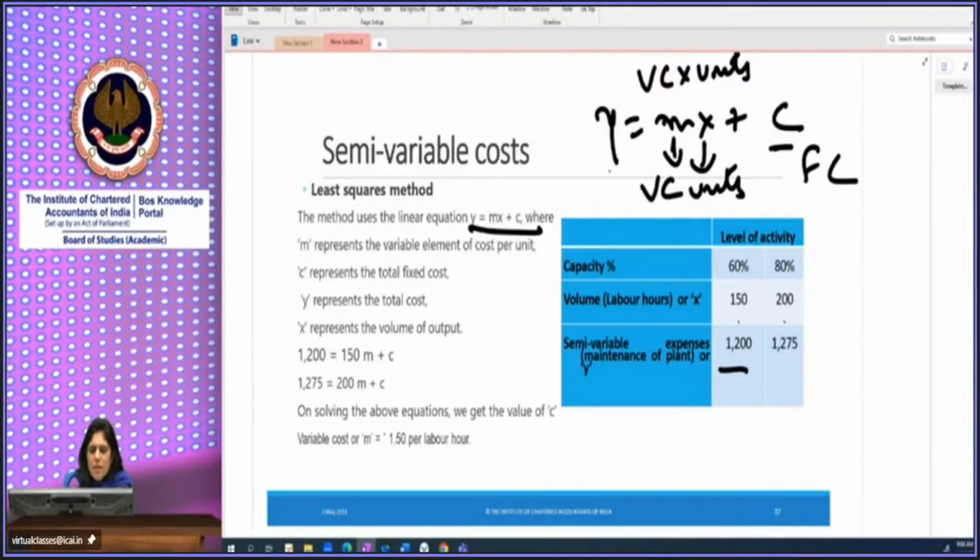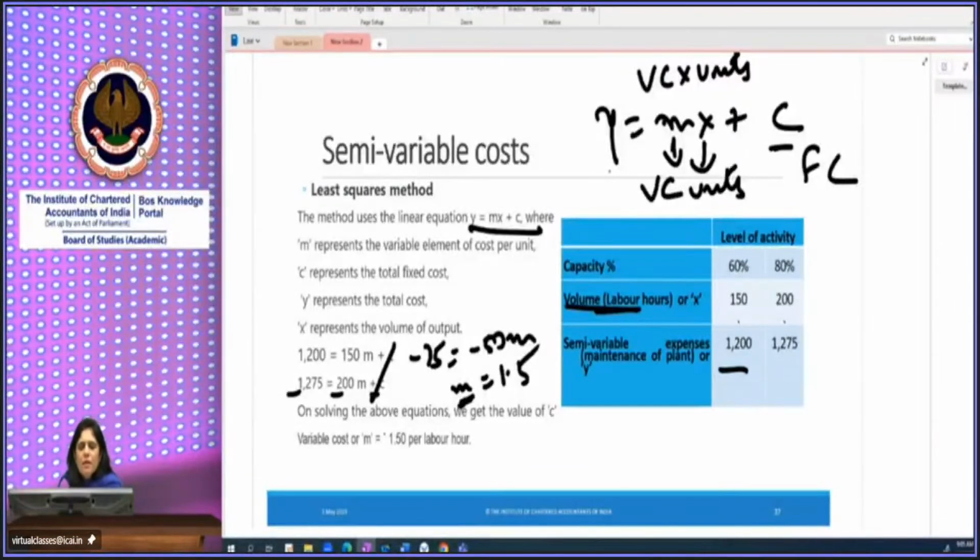1200 is equal to 150, the volume of labor, whatever X is, the units or the number of hours or the number of units. If you solve it like this, it will cut, so it will be minus 75 equal to minus 50 M. So M will be 1.5. Clear? M is the variable proportion. So variable cost per hour will always be per unit, per hour or per whatever the unit is. So 1.5 per hour is variable cost, and you know the hours.